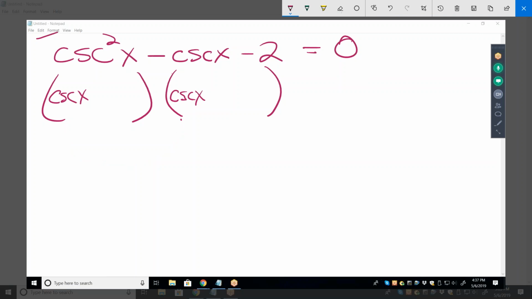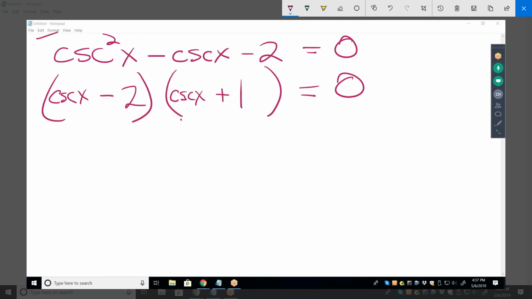What are both signs? Minus and plus. Factors of 2 that subtract to the number 1, because that's the coefficient in front of cosecant x, is the number 1. So minus 1. You put the bigger factor with the sign of the middle term, so the 2's got to go there, the 1's got to go there. Okay?